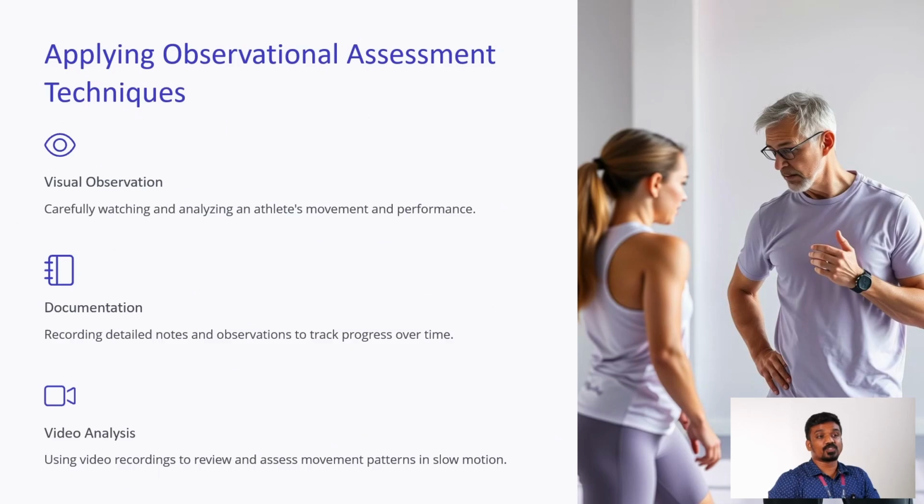Applying observational assessment techniques. Now, let's dive deeper into how we can apply observational techniques in a real world setting. One is visual observation. This is perhaps the most common form of assessment, where we simply watch the athlete perform a task. For example, watching a swimmer's stroke technique or observing a football player's footwork during a practice. This method allows us to directly observe body mechanics and performance.